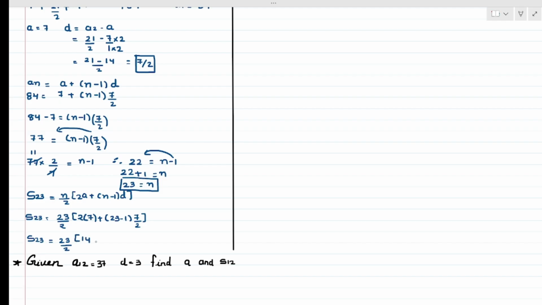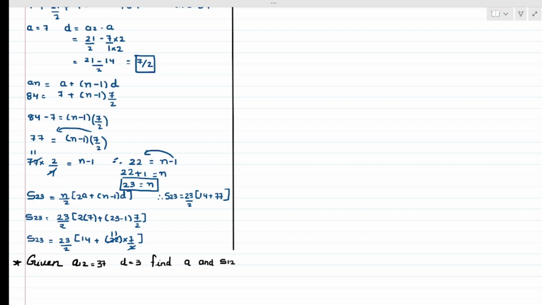7 twos are 14 plus 22 times 7 upon 2. As you can clearly see over here, this is getting cancelled. 2 11s are 22. So we'll get your answer as S23 is equal to 23 upon 2 bracket 14 plus 7 into 11 gives me 77. So my answer is 77 plus 14 times 23 upon 2.